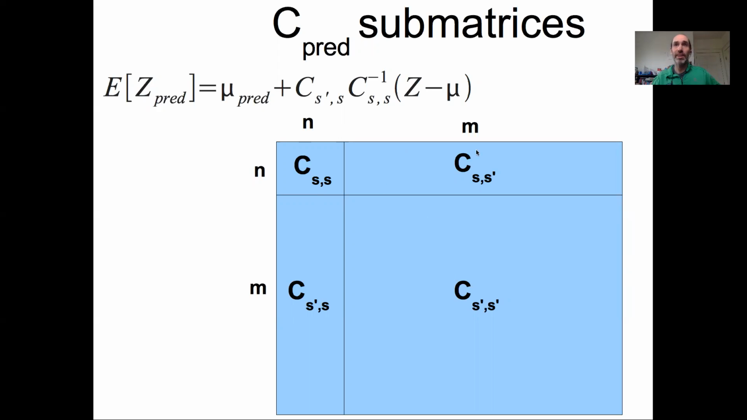And the relative size of N and M just depend on how many points you make predictions to. Traditionally, if you're trying to make a map of something, you probably have more points that you're trying to make a map for than you have in the original data set. So it's not unusual for this submatrix to be bigger.